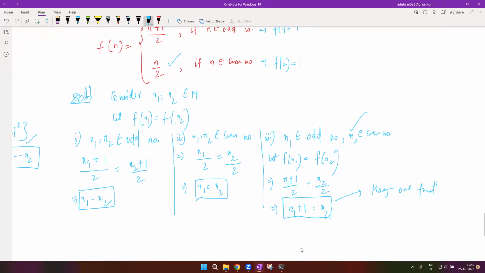Is it done for everybody? Just raise your hand if somebody is writing. Okay. So did you guys get it? How to identify whether a given function is one-one or many one? Yes, sir.